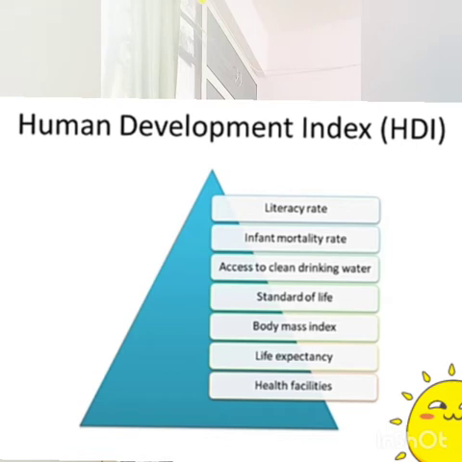BMI is equal to weight in kg divided by height in meter square, and then the life expectancy of the citizen, and the last one is health facilities. And what will come? The public facilities and sustainable development.